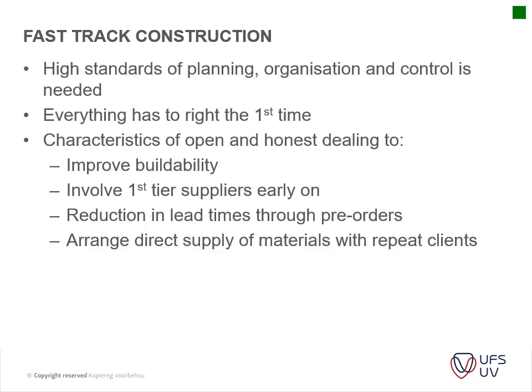Okay, then fast-track construction continued: high standards of planning, organization and control are needed. Obviously with this type of project, things have to be planned beforehand, and everything has to be right the first time. Unfortunately, with this type of construction, as soon as you've made a mistake, it has a ripple effect on other following items. Characteristics of open and honest dealings to improve buildability: involve first tier suppliers early on.